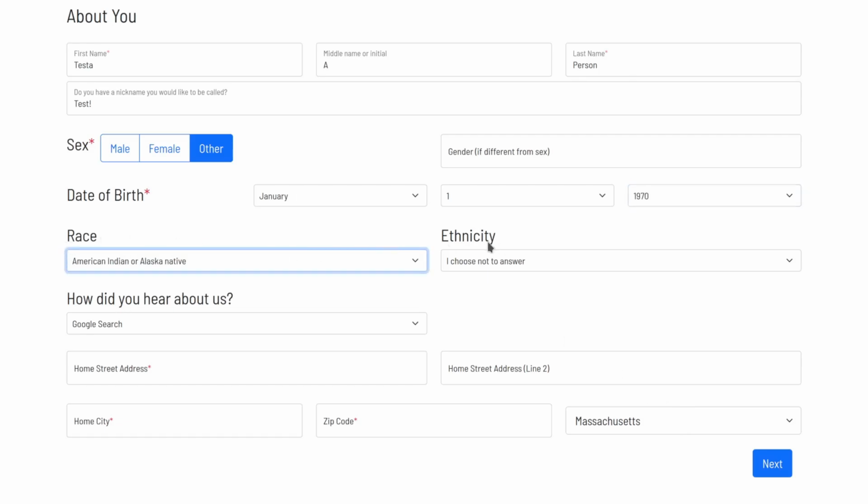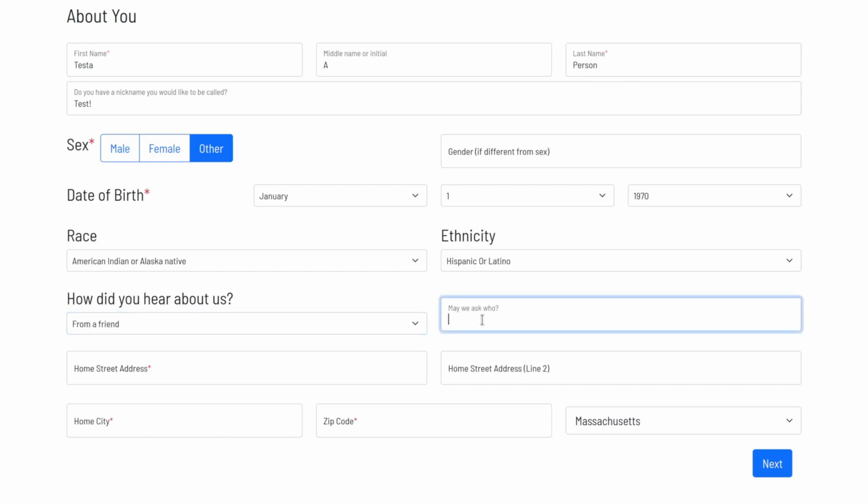This is important for nonprofit organizations that need to record the race and ethnicity of all their new patients. This is great in terms of being able to say, yes, I heard about you on Google Maps, or did I hear about you on Yelp? This does get recorded in a way that you can do statistical analysis of what advertising you're doing and how many patients you're getting out of it. So I'm just going to say from a friend.